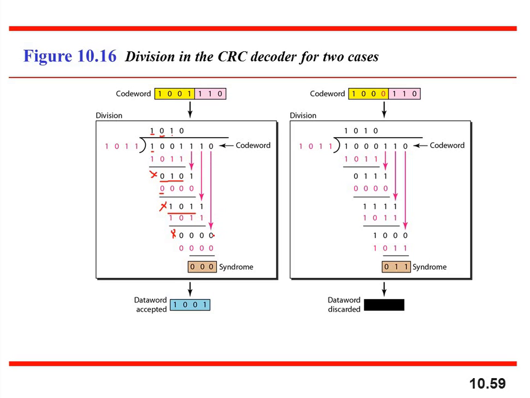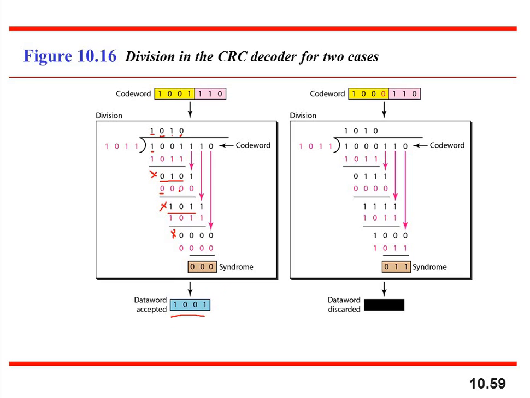Now you take the last bit, this is 0, so again you start with a 0. You have to continue till the last bit, so you will be getting 000. So the syndrome generated is 000. So a syndrome of 000 means there is no error in this code word and the data is accepted. So the last 3 bits are discarded and you will be getting the data 1001.